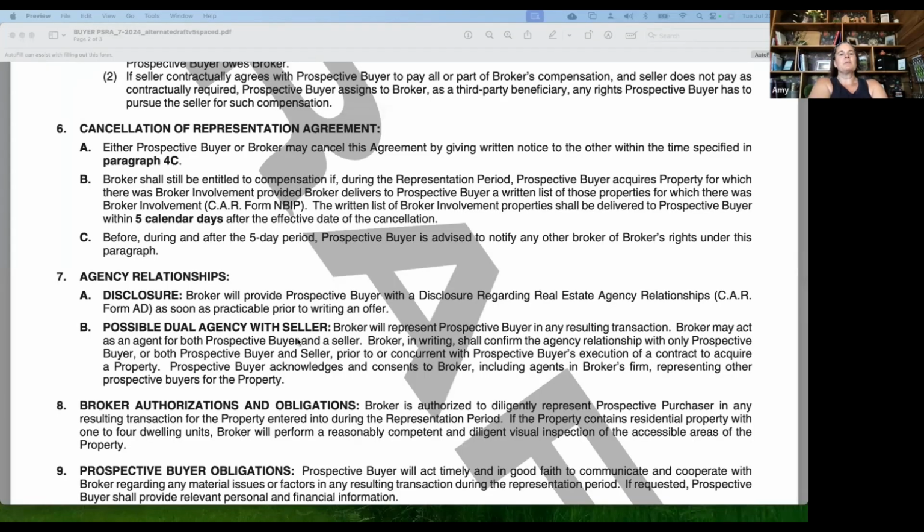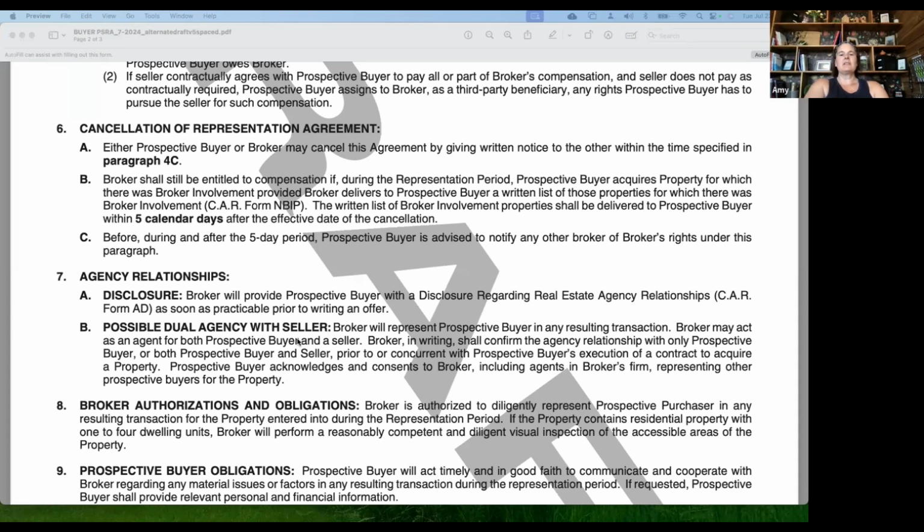Cancellation of representation agreement is section 6. Either prospective buyer or broker may cancel the agreement by giving written notice to the other within the time specified in paragraph 4C. Broker shall be entitled to compensation if during the representation period, prospective buyer acquires a property for which there was broker involvement, provided broker delivers to prospective buyer a written list of those properties for which there was broker involvement. The written list of those properties should be delivered to the buyer within 5 days after the effective date of this cancellation. Before, during, and after the 5-day period, prospective buyer is advised to notify any other broker of broker's rights under this paragraph. Okay, so same thing, just that continuation clause.